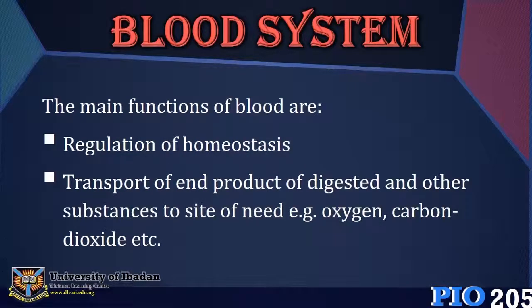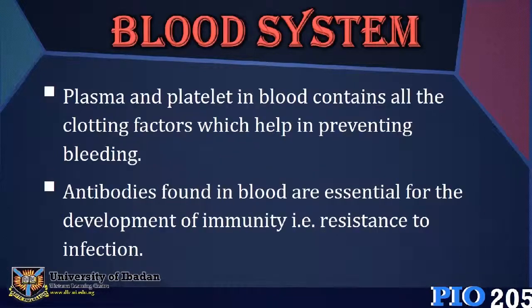The main functions of blood are: 1. Regulation of homeostasis. 2. Transport of end products of digestion and other substances to site of need, e.g., oxygen, carbon dioxide, etc. 3. Plasma and platelets in blood contain all the clotting factors which help in preventing bleeding. 4. Antibodies found in blood are essential for the development of immunity, that is, resistance to infection.